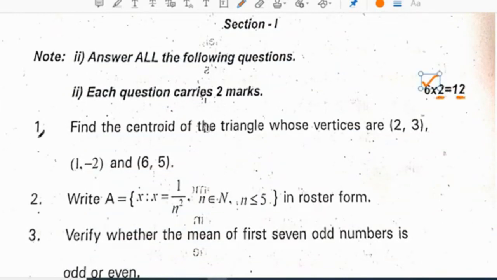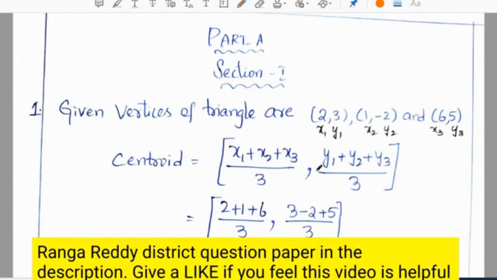First question: find the centroid of the triangle whose vertices are (2, 3), (1, minus 2), (6, 5). So the centroid formula is x1 plus x2 plus x3 by 3, y1 plus y2 plus y3 by 3.